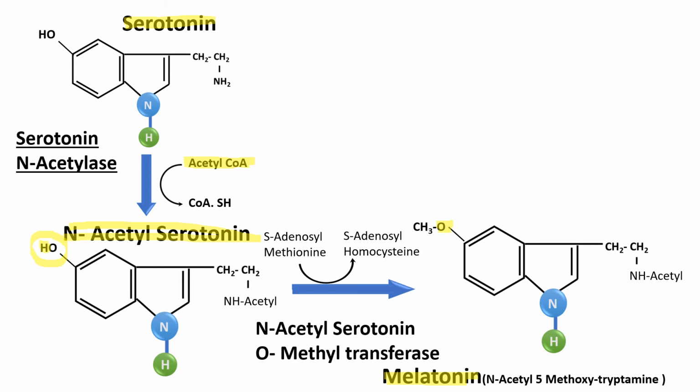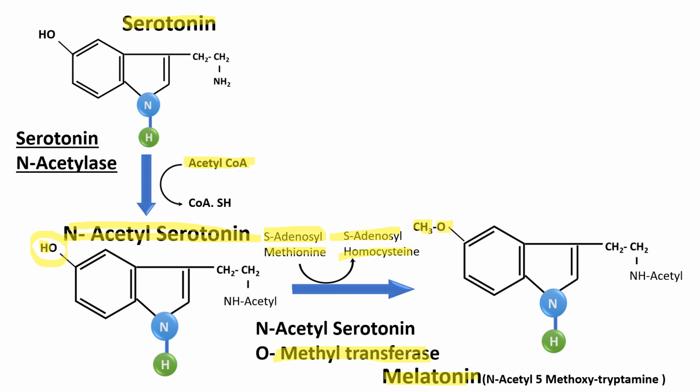So here it is added, and who is the donor of this methyl group? It is donated by S-adenosyl methionine. It is derived from methionine, and the active form of methionine is S-adenosyl methionine. It donates a methyl group, where S-adenosyl methionine gets converted into S-adenosyl homocysteine, and the enzyme is a methyltransferase, and the reaction is called transmethylation, and ultimately you will get melatonin.